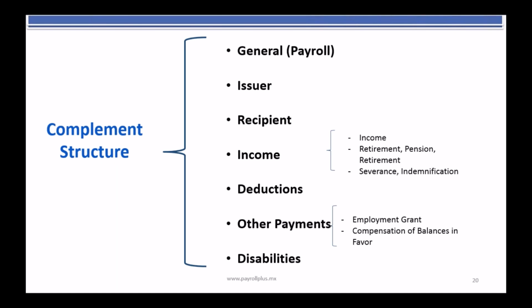So it means that the type of information has been classified. In version 1.1, everything was all together. Now, these 7 different nodes are general, which is related to payroll. We're going to have a node specific for the issuer or the employer, the recipient, one node for income, one node for deduction, for other type of payments, and for disabilities.